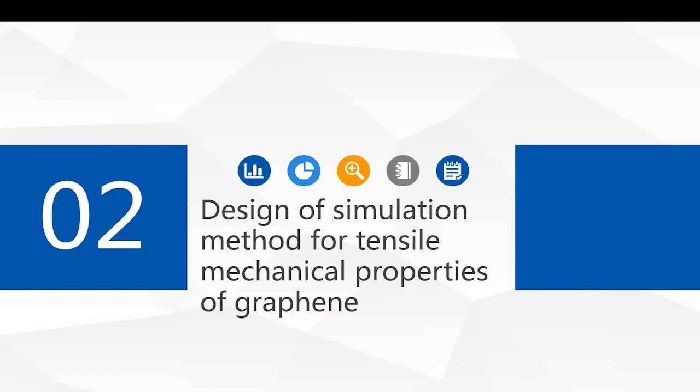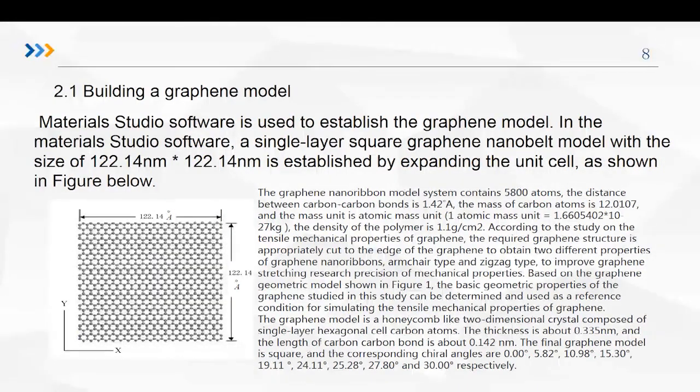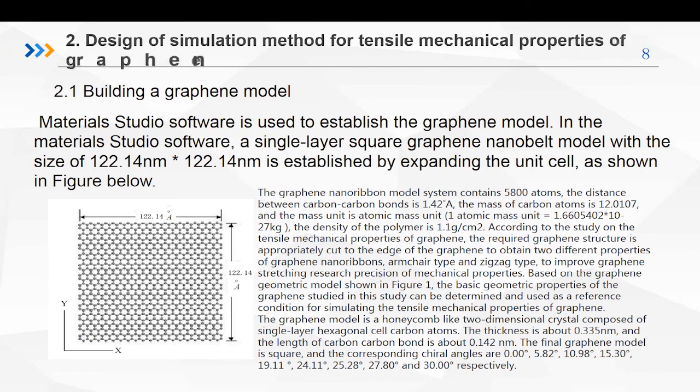The second part, design of simulation method for tensor mechanical properties of graphene. One, building a graphene model. Material Studio software is used to establish the graphene model. In this Material Studio software, a single layer square graphene nanobelt model with the size of 122.14 nanometer by 122.14 nanometer is established by expanding the unit cell, as shown in figure below.